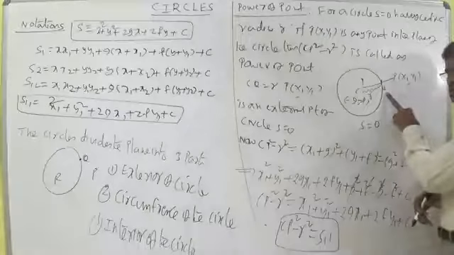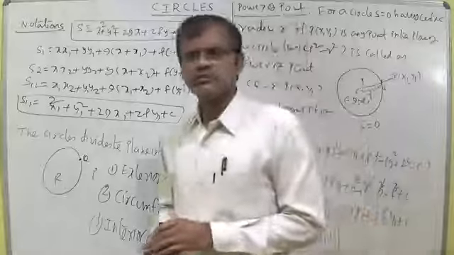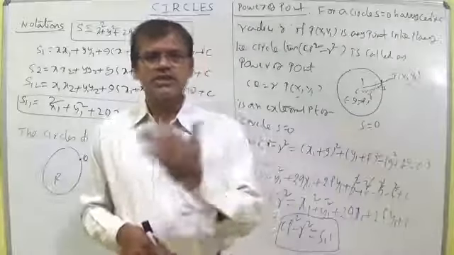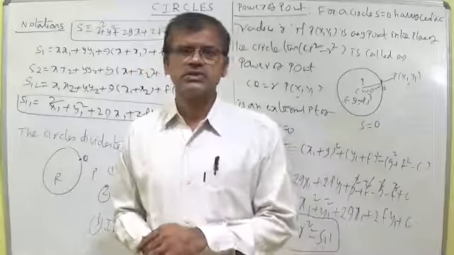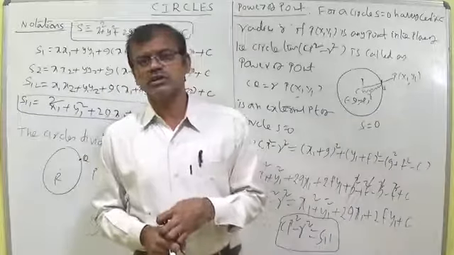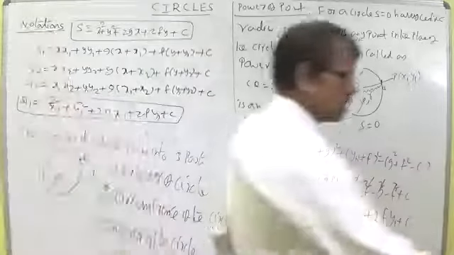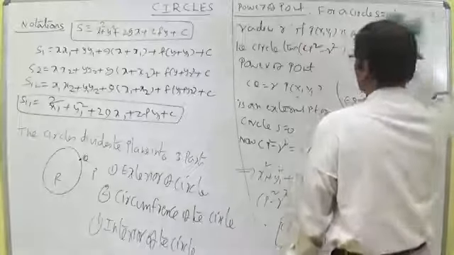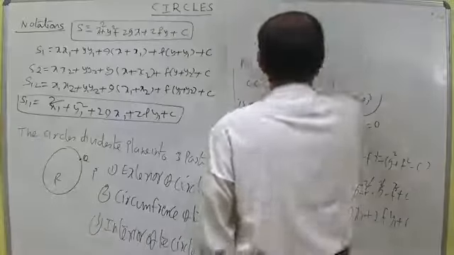Whenever P is on the circle, Cp is equal to R, Cp square minus R square is equal to 0, S11 is equal to 0. Therefore the point lies on the circle. If P is inside the circle, then Cp is less than R, Cp square minus R square is less than 0, then S11 is less than 0. Whenever S11 is less than 0, you can say undoubtedly that the point P lies inside the circle. Now let us write all three points. This is the power of a point. So the power of a point is nothing but Cp square minus R square, or simply S11.